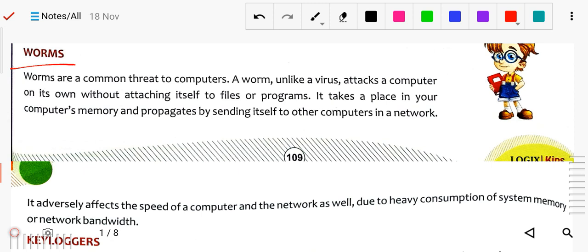Worm attacks are generally done on the computer memory where your files are saved. It adversely affects the spread of a computer and network, due to heavy consumption of system memory and network bandwidth. So generally it is on the memory side. The worm's purpose is to harm your memory, for example by sending data. Sometimes it causes congestion in the network. So worms generally attack the memory side of the computer.